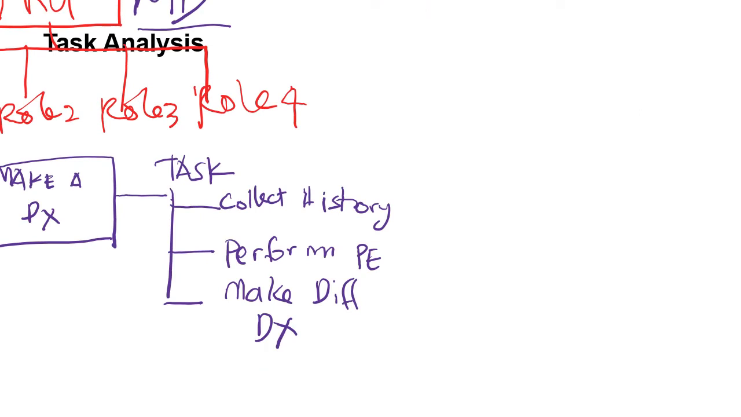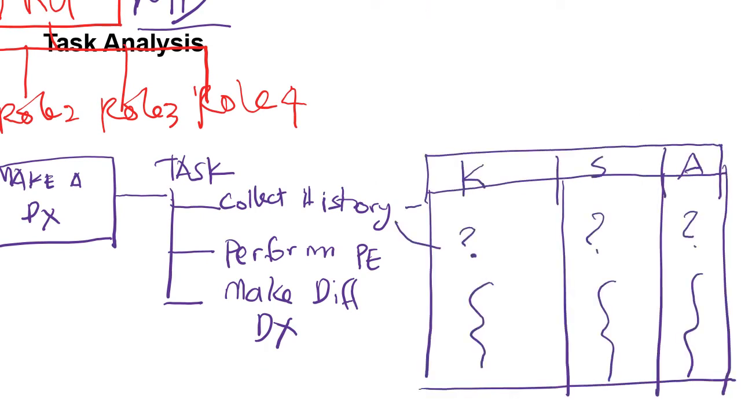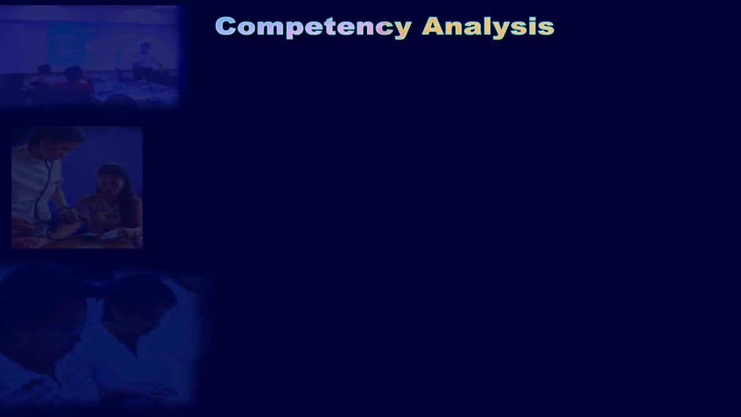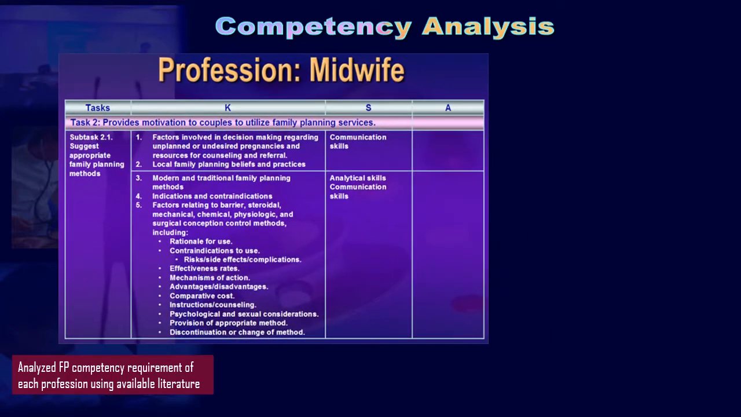To identify the more specific training needs, the knowledge, skills, and attitude requirement of each task must be identified. This is an example of how a common task, motivating couples to utilize family planning services, would require different KSA based on profession and roles.